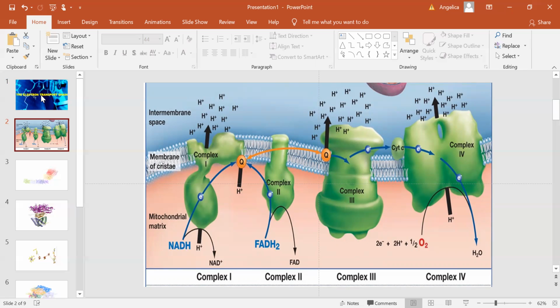Two mobile electron carriers shuttle electrons between these complexes: coenzyme Q, ubiquinone, and cytochrome C. Three of the four complexes translocate protons across the inner mitochondrial membrane, thus generating the transmembrane electrochemical gradient. Five types of prosthetic groups are involved in electron transfer within the complexes.